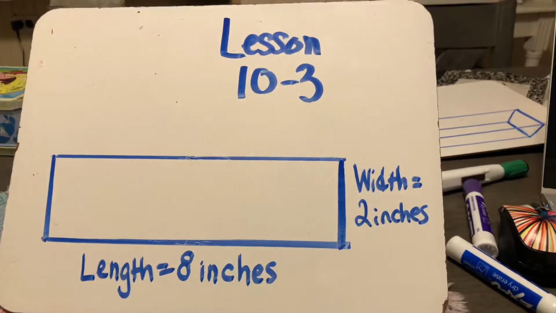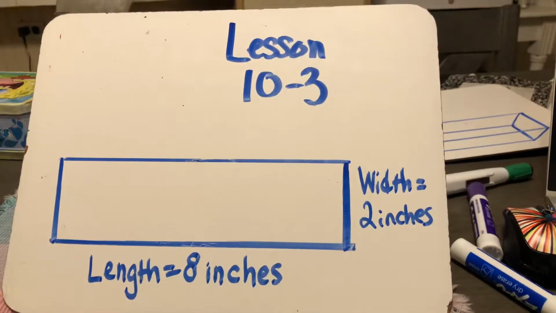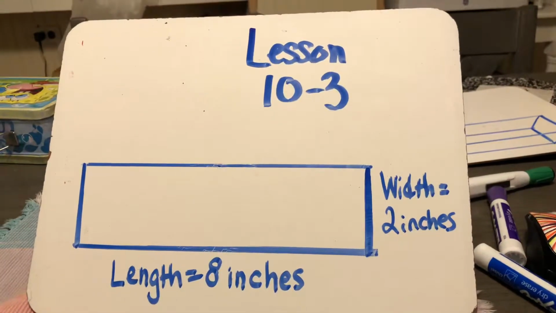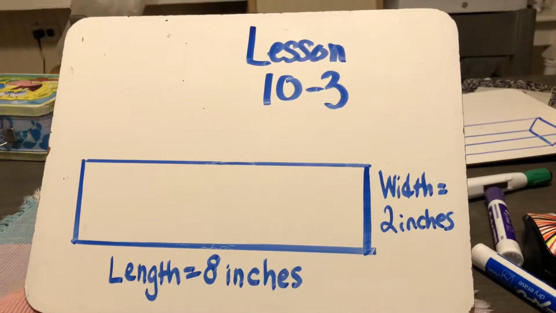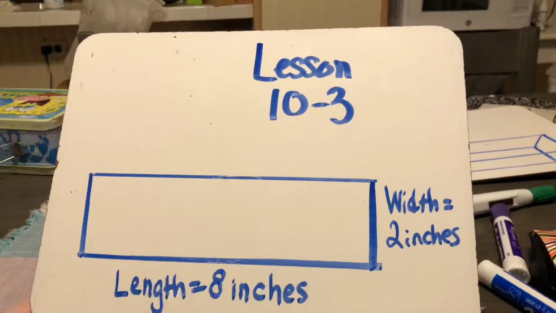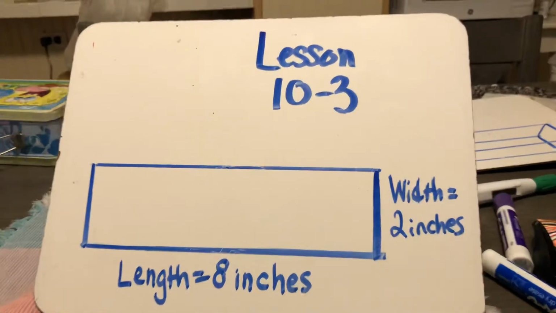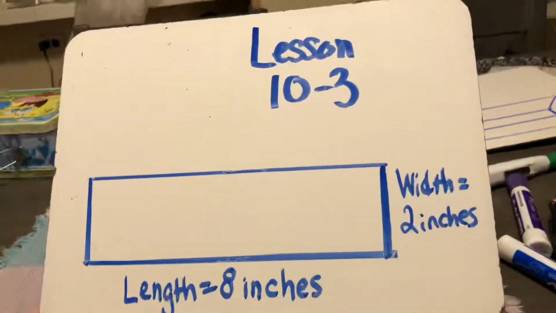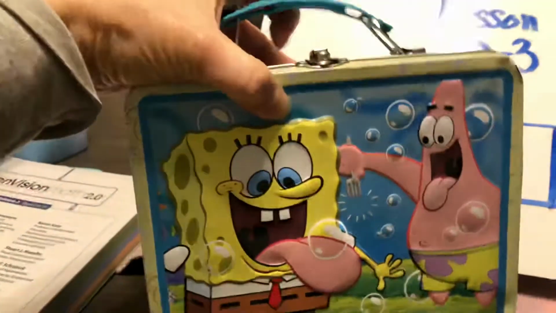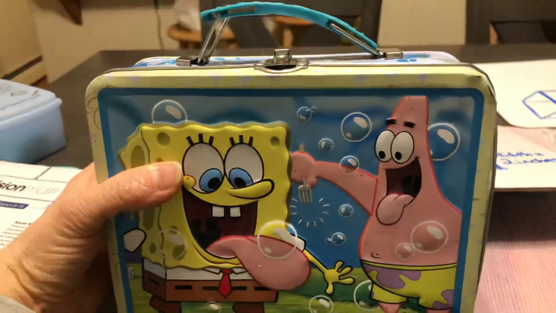Hey everybody, today I want to talk to you about lesson 10.3 in your math book. Now, we have been dealing with volume, which is always associated with three-dimensional figures, especially rectangular prisms. On the other video, I showed you some examples of rectangular prisms like our SpongeBob lunchbox, which has a length, a width, and obviously a height.